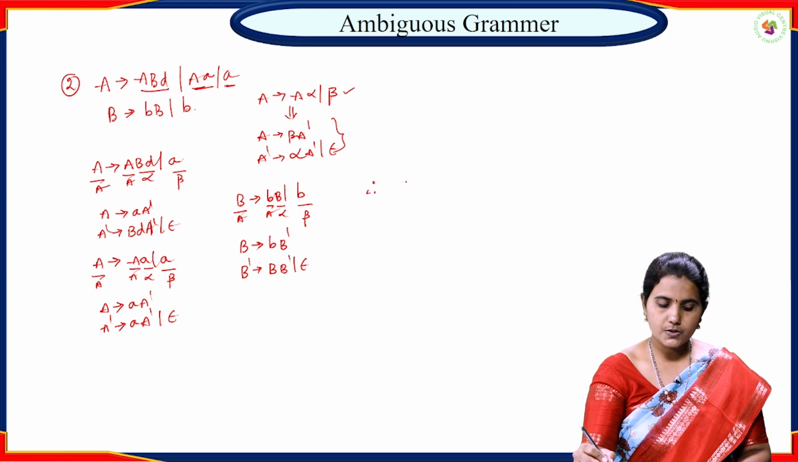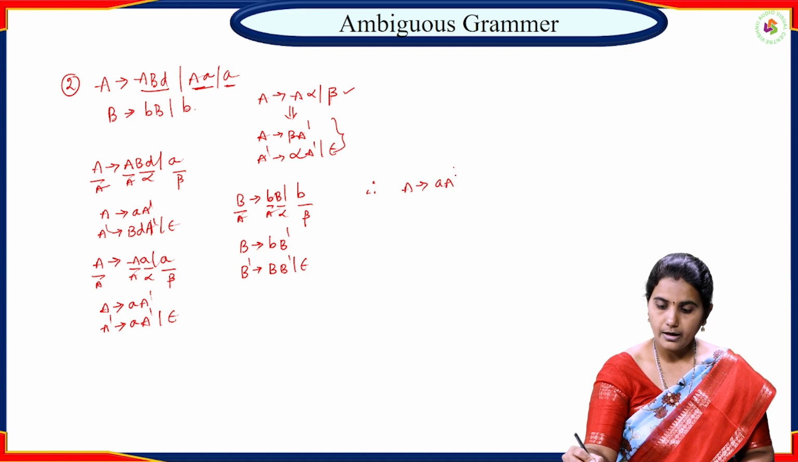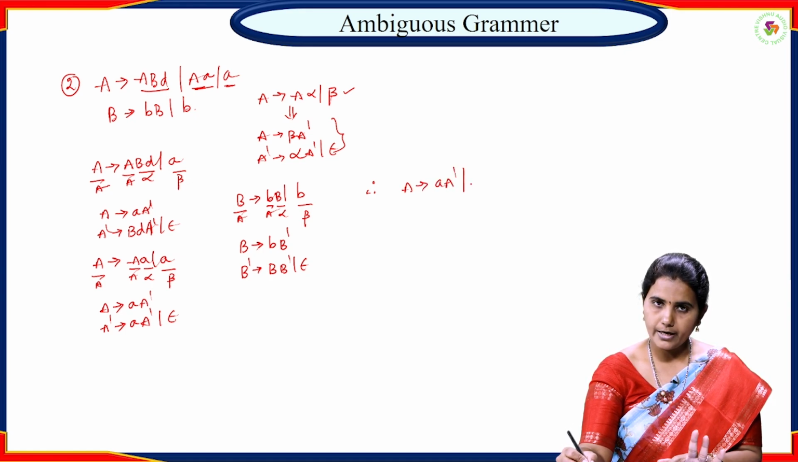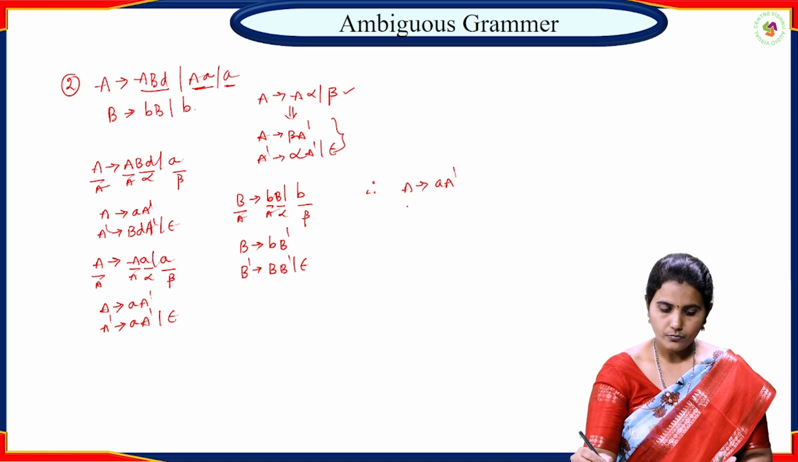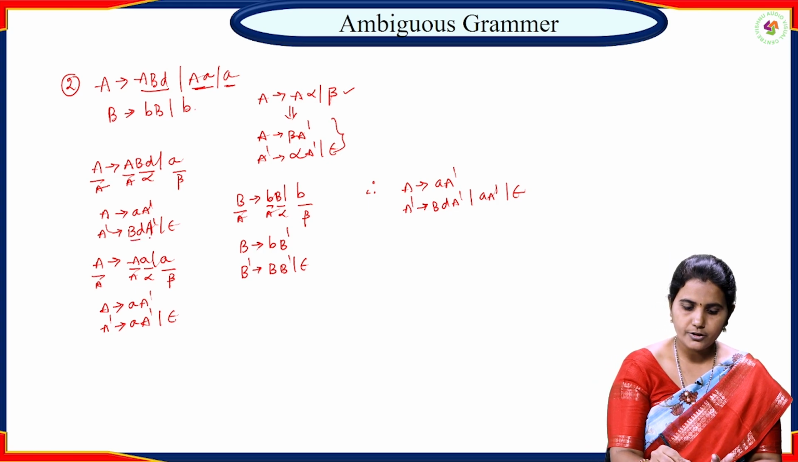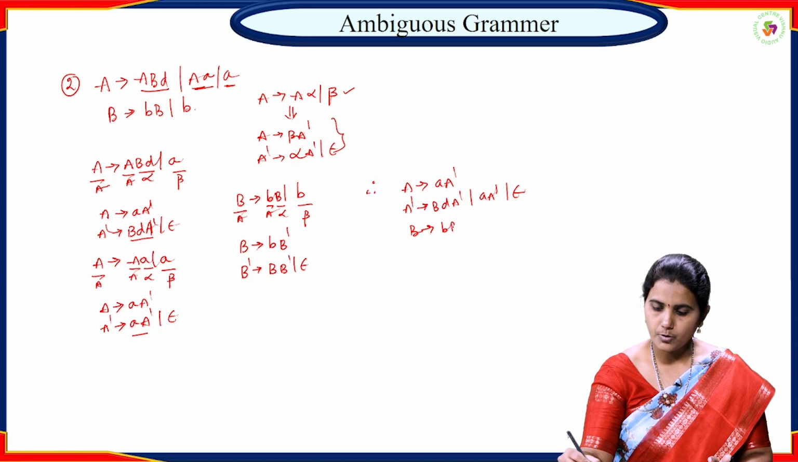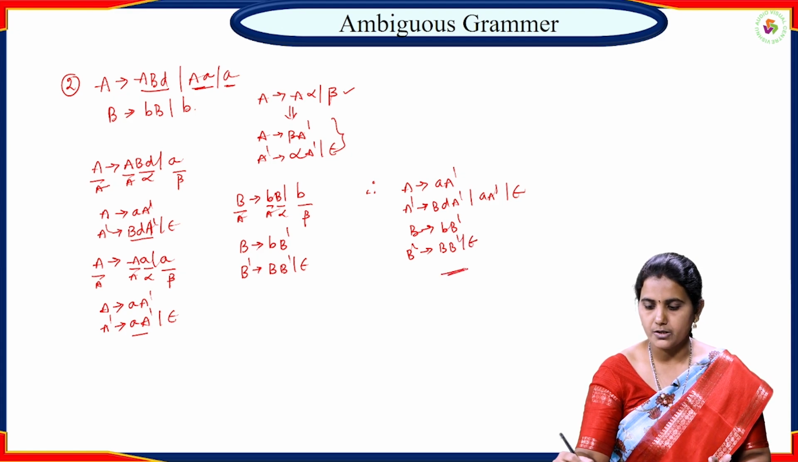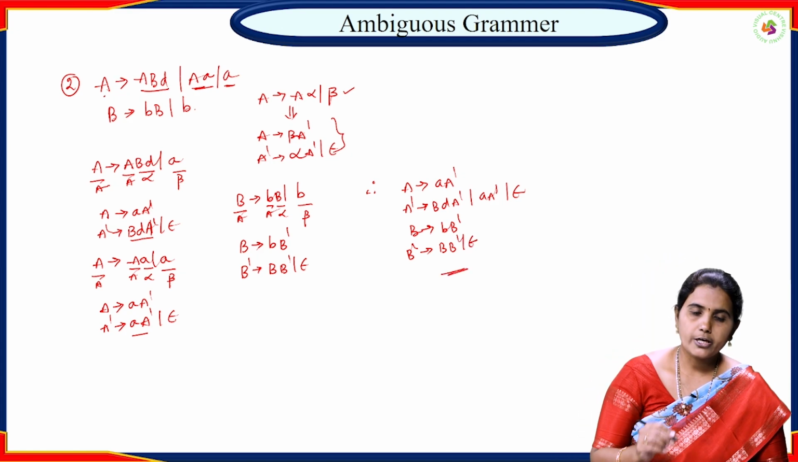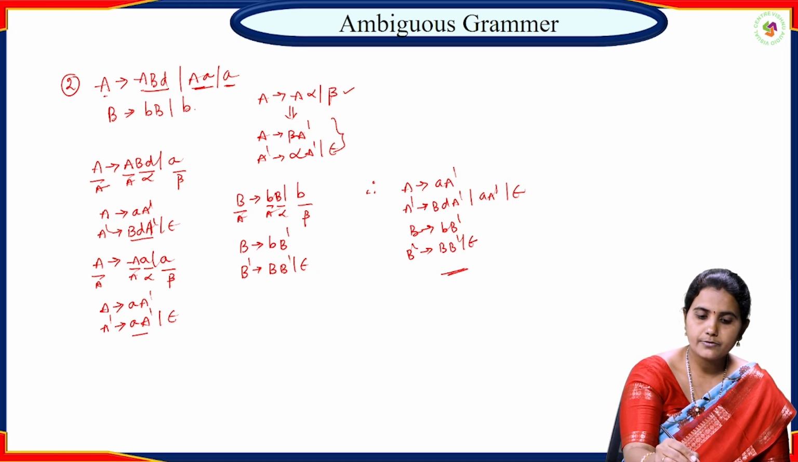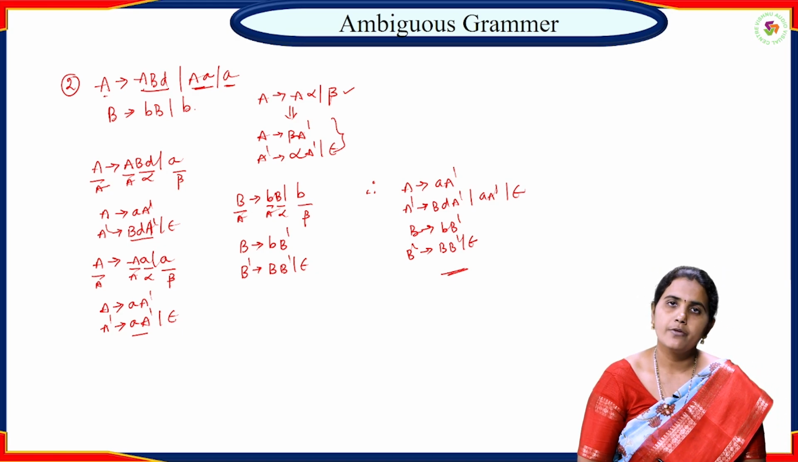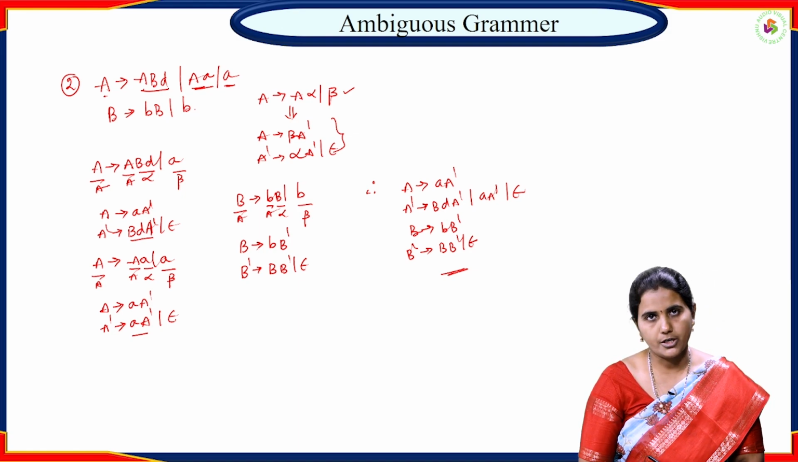Now your final productions are A implies a A dash. Now A implies a A dash, means don't repeat again. And A dash implies B D A dash or A A dash or epsilon. This production is followed by this production, and the remaining are capital B implies small b B dash, B dash implies B B dash or epsilon. These are the final productions. Finally, you are going to remember that when the left hand side symbol as well as the right hand side symbol start with the same symbol, then you are going to apply the left recursion elimination.